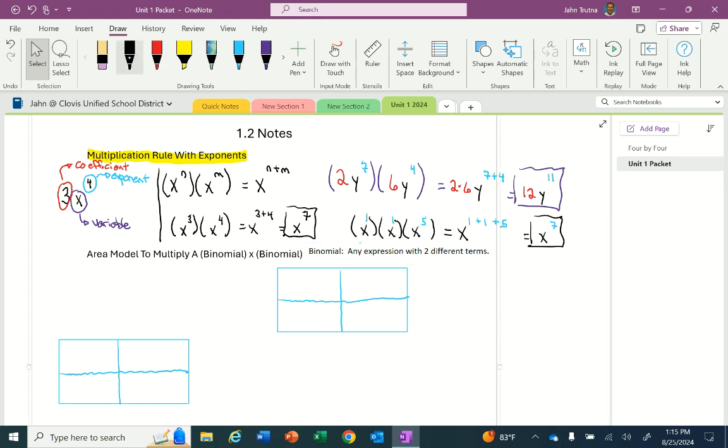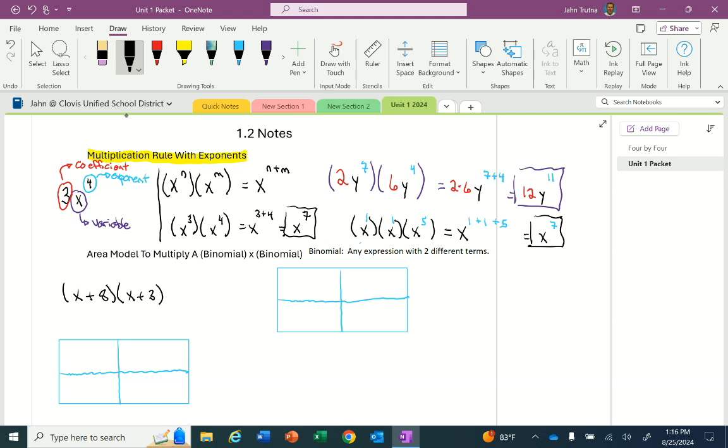What we're going to go over is how do you take a binomial, and here's an example of a binomial, x plus 8, and how do you multiply it with another binomial, like x plus 3. So x plus 8 is a binomial. Why is it a binomial? Because x is different than 8, so we have two different terms. x plus 3 is a binomial. Why? Because x is different than 3. Those are two different terms.